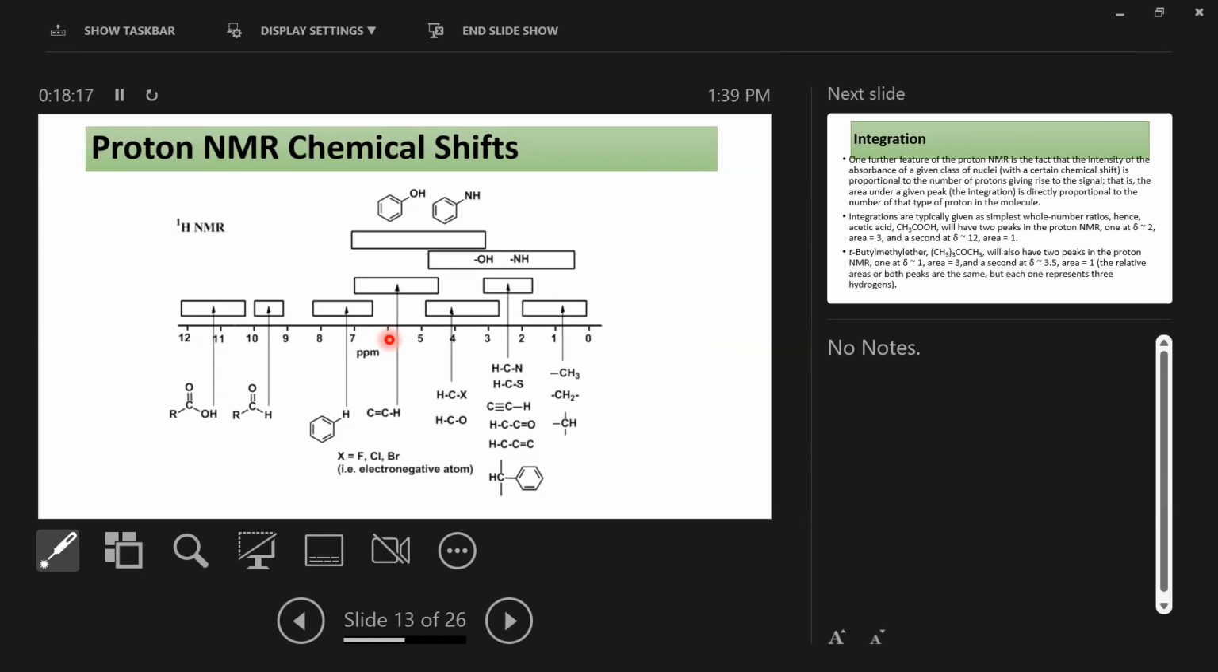Yes, Judith, what is your question? They're deactivating. All right, that's a very good question, Judith. You have some instances where they play as both, meaning that they can activate the ring through resonance, but deactivate the ring through induction. So sometimes both effects can take place. So you have to look at the chemical shifts and then determine which one is taking effect. And if you can reason it out and it makes sense, I'll give you the mark.